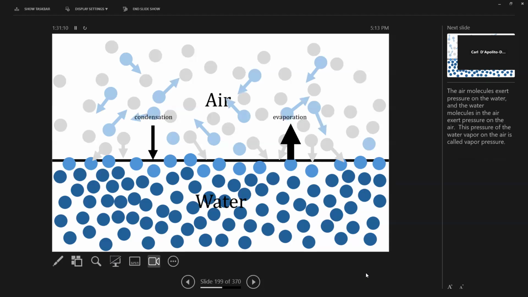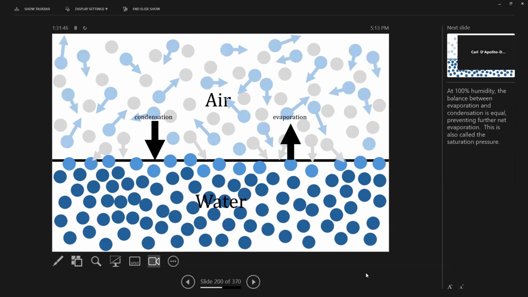What's also happening is the air hits the water and exerts a pressure on the water. The water molecules in the air are bouncing around and exerting a pressure on the air. That's called vapor pressure. The pressure of the evaporated water molecules on the air is called vapor pressure. Sometimes air has a thick, swampy feeling and you feel the pressure of the vapor in the air. People don't like it. It's kind of uncomfortable.